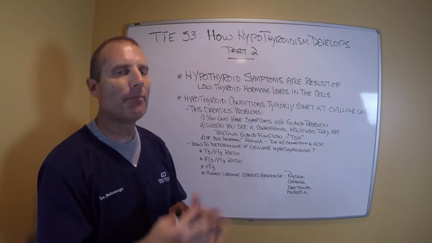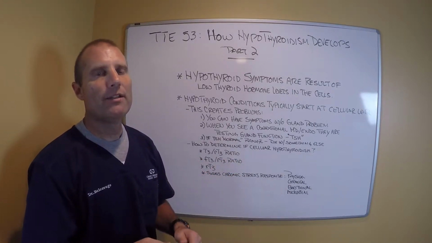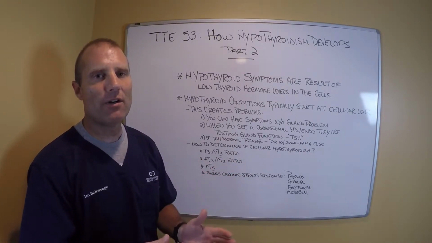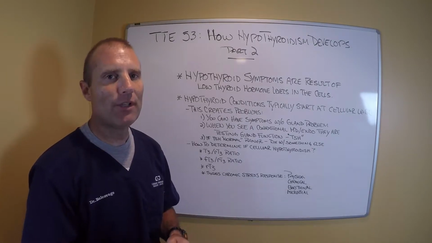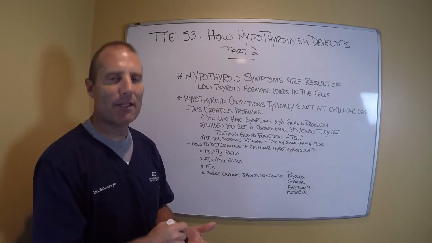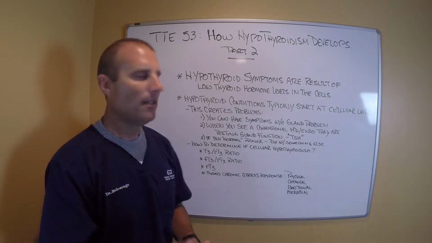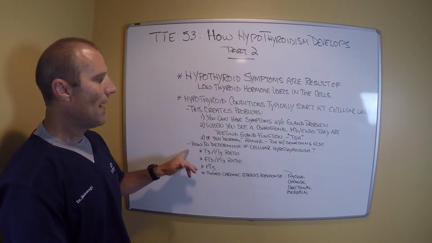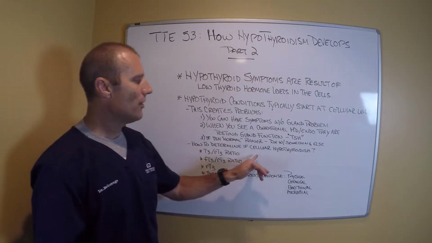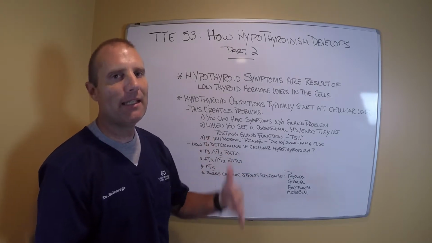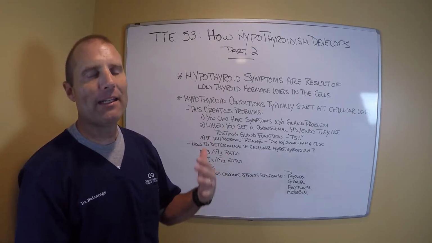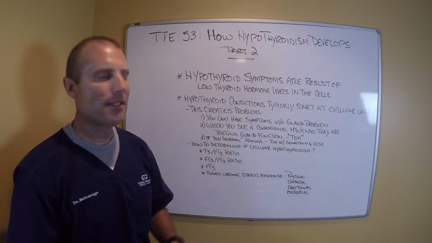The gland may make enough, but not enough thyroid hormone is being transported into the cell, converted to active T3, and stimulating the receptors. And I'm going to explain why that doesn't happen in some of these future videos. So how do you determine if there is cellular hypothyroidism, insufficient thyroid hormone getting to the receptors within the cells?